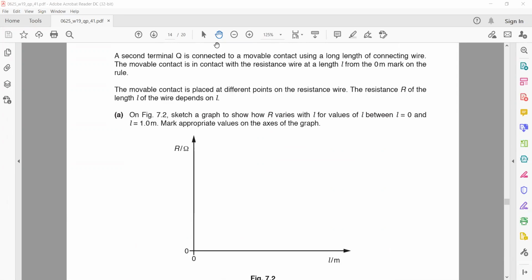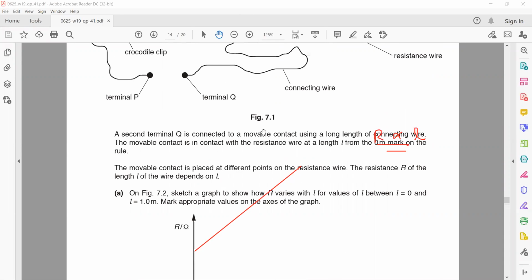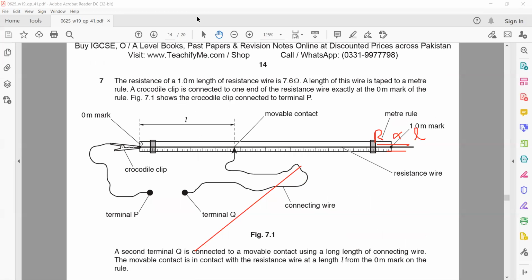In this part A, as we know, we want to sketch a graph for resistance and length. And we know resistance and length are directly proportional to each other. So there should be a straight line passing through the origin. And then you have to label the axes. How do you label the axes? You can clearly see that they mention when the wire has a length of 1 meter, it has a resistance of 7.6.